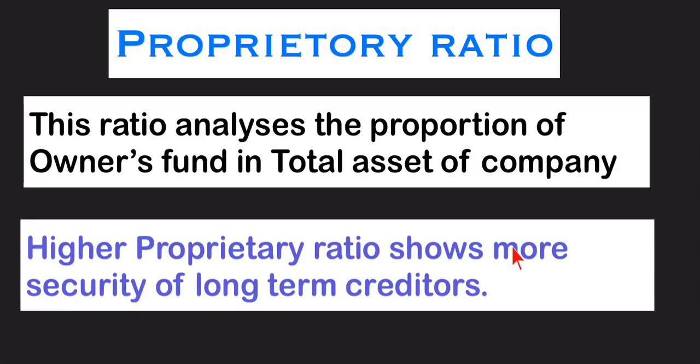Higher proprietary ratio shows more security of long-term creditors. Means if owner's contribution is high in total assets, that means creditors are secured. Why? Because creditors will know that, suppose for example 80% is the proprietary ratio. It means of the total assets 80% is given by owner and the remaining 20% is borrowed from the creditors in terms of long-term loan. That means creditors are highly secured.